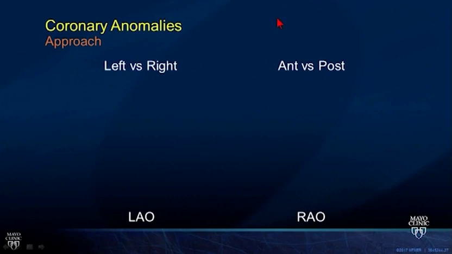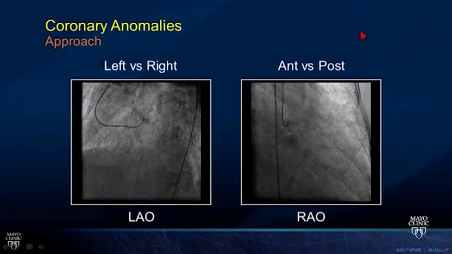So with coronary anomalies, we have to be able to distinguish left versus right, and that's going to be in the LAO view. So you'll have the left cusp over here and the right cusp over here. This is a JL4 diagnostic catheter in the left main. You also have to be able to distinguish anterior versus posterior, and that's going to be in the RAO view. Anterior is going to be over here, where the ribs are going down, and then posterior will be towards the spine.